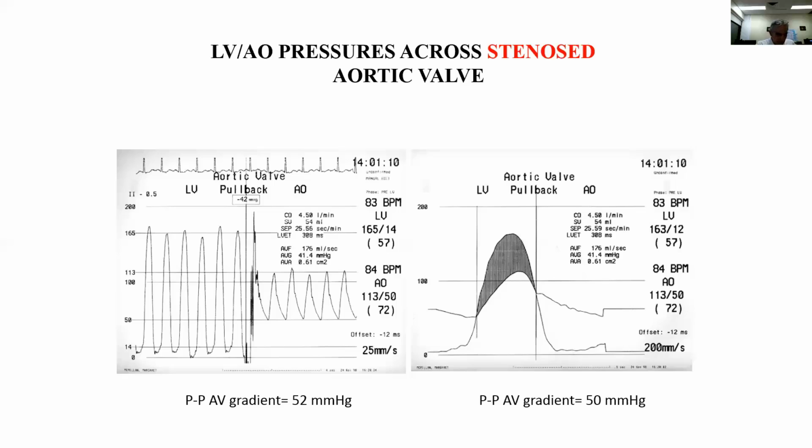Now, that is simply physics. The reason the ventricular pressure is elevated is that the ventricle has had to hypertrophy to generate greater force to force the same volume of blood through a narrowing. And we measure that difference in force as a pressure gradient across that valve. And we measure it as a peak-to-peak gradient or a mean gradient.